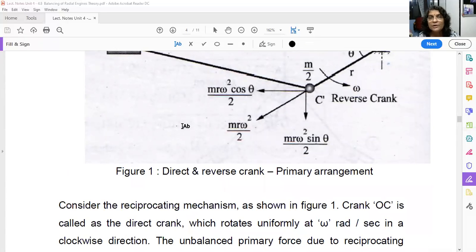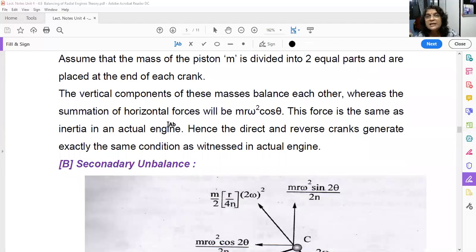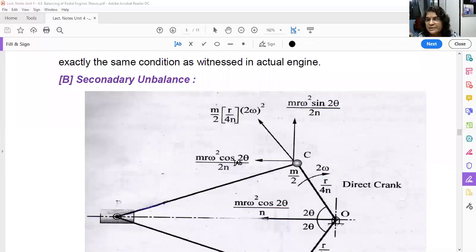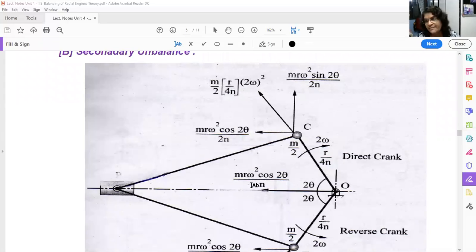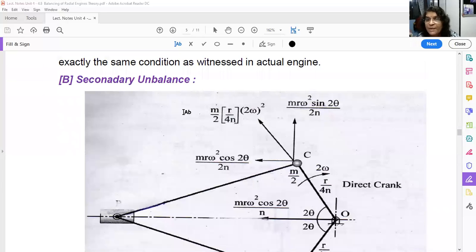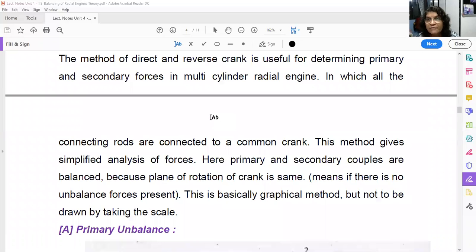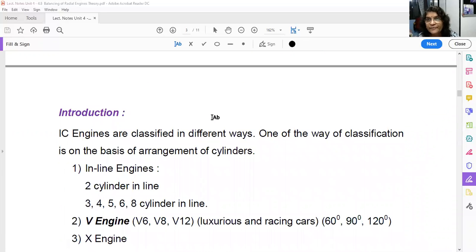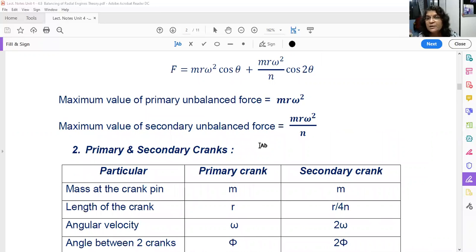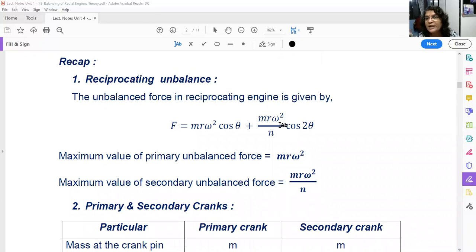Okay. Now let us examine the secondary unbalanced force. See, the concept will remain exactly the same. Only you have to replace the magnitude of the force. What is the magnitude of the secondary unbalanced force? mr omega square upon n into cos 2 theta. See, we have written it in the revision, that is the recap. See here. This is your secondary unbalanced force, mr omega square upon n into cos 2 theta. So what is the maximum magnitude of this secondary unbalanced force? mr omega square upon n.